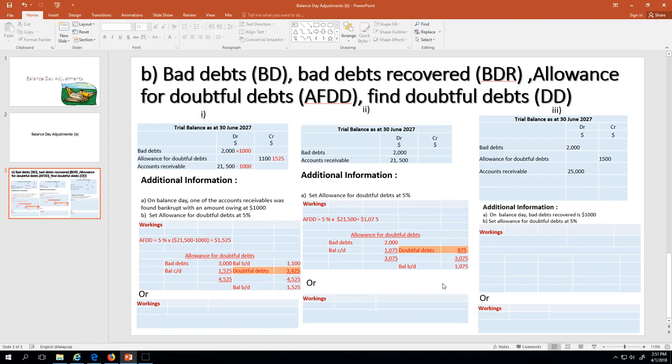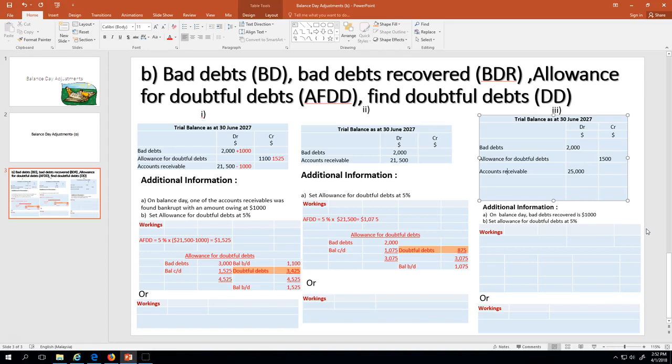Let's look at example number 3. Number 3 has more things. You have bad debts, you have allowance, you have account receivable. Okay, so do the same thing. On balance day, bad debts recovered is 1,000. Okay, so this is interesting. Bad debts recovered 1,000. What is the double entry for bad debts recovered 1,000? Okay, in order for bad debts to be recovered, it must mean bad debts has happened before, or the bad debts has been written off before. Alright?